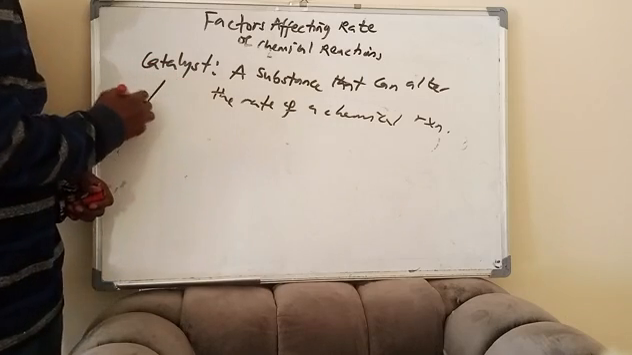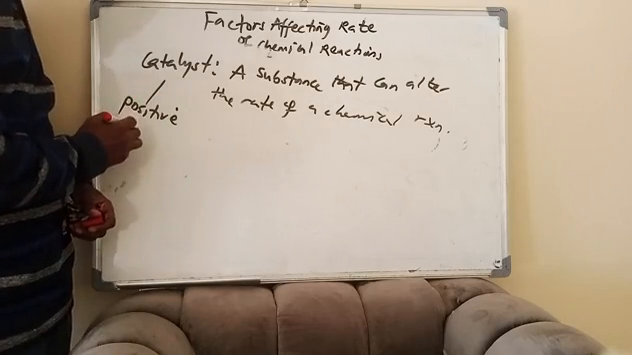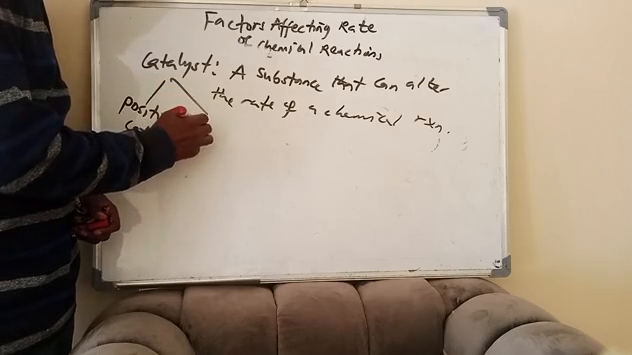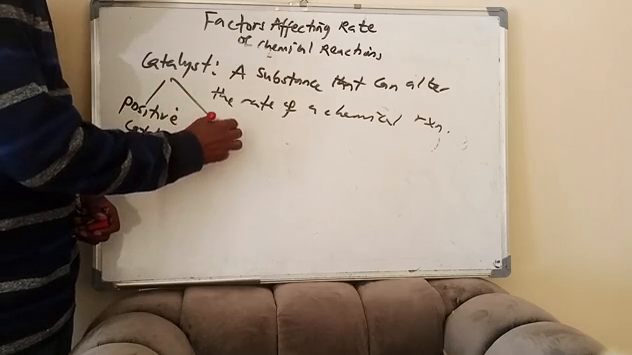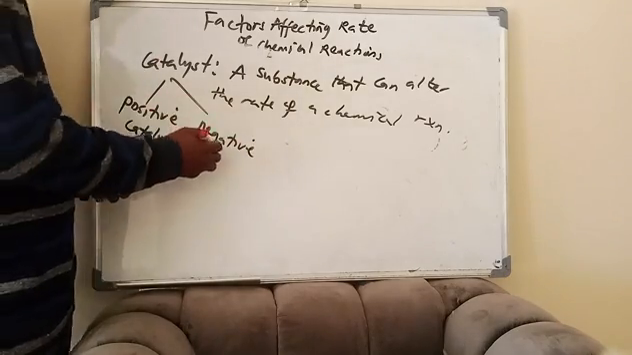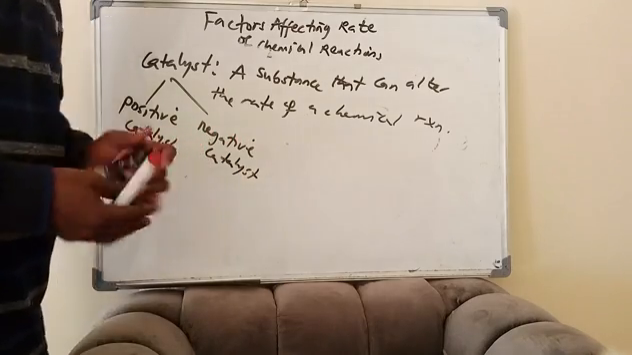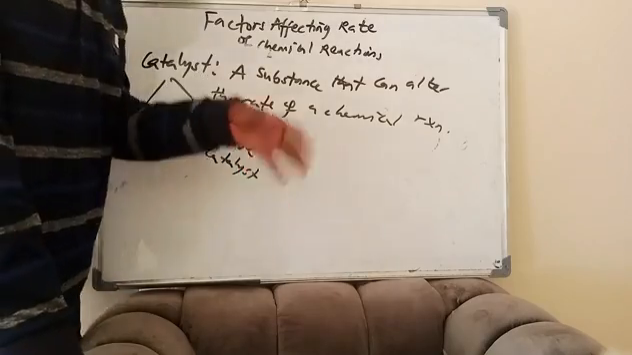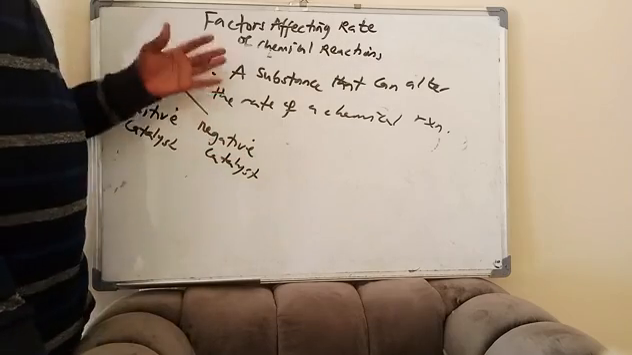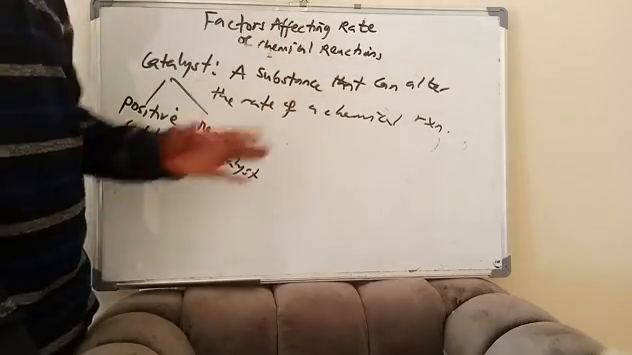When a catalyst increases the rate of chemical reaction, we call it a positive catalyst. When it decreases it, we call it a negative catalyst. Because a catalyst is conventionally meant to increase the rate, not to decrease it. But there are still negative catalysts. So if you want the reaction rate to be decreased, then use a negative catalyst. A catalyst is a substance that can alter the rate of chemical reaction. It can increase it, it can decrease it.